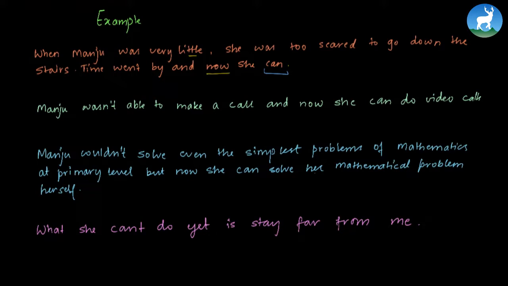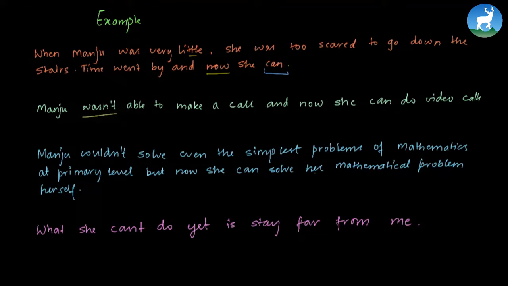So we move forward to the second statement. Manju wasn't able to make a call and now she can do video calls. So this is another ability Manju has grown, that she wasn't able to do in the past. She wasn't able to make a call. You can also write Manju couldn't make a call. The sentence will also be correct, but here it's written wasn't, which is not incorrect.